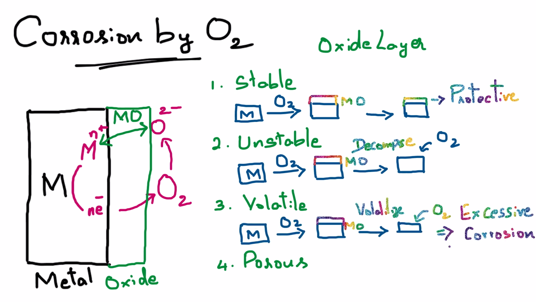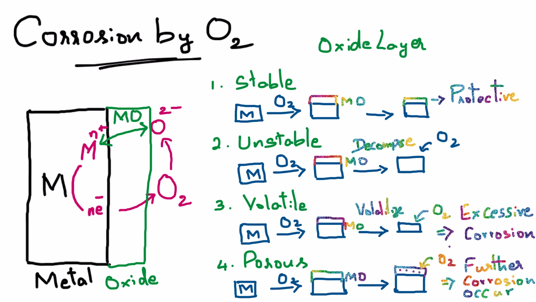Volatile oxide layer: metal is exposed to oxygen, an oxide layer is formed, but the oxide layer is volatile and fresh metal surface is exposed to oxygen, and this type of oxide layer will lead to excessive corrosion. Porous oxide layer: metal is exposed to oxygen, an oxide layer is formed, and this oxide layer contains pores. Through these pores, further corrosion will occur.